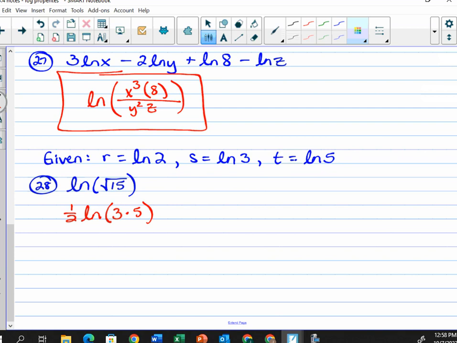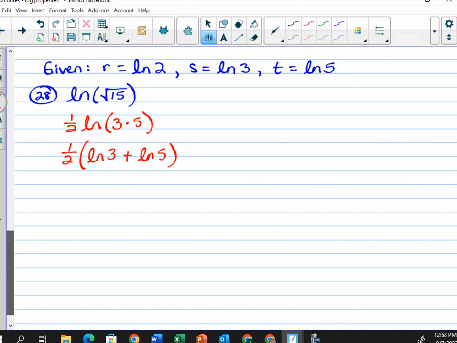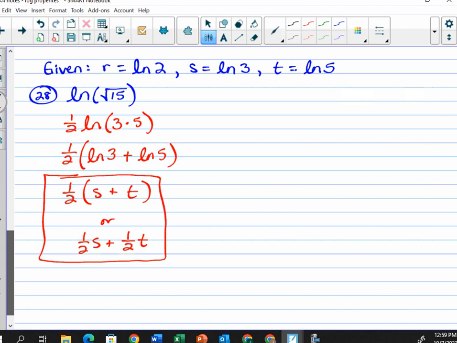Okay. From here, then, I can expand. So this will be 1/2 times natural log of 3 plus natural log of 5. So I can say 1/2 times S plus T, or you could say 1/2 S plus 1/2 T. Either of those are fine. Or S plus T over 2, all of that works. But do you see what I mean? Like the letters do not get substituted in until after you've done the expanding and all of that. Okay.